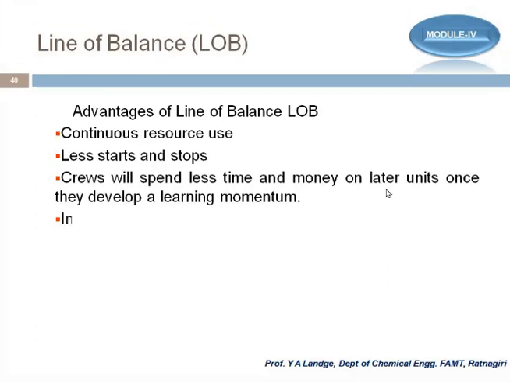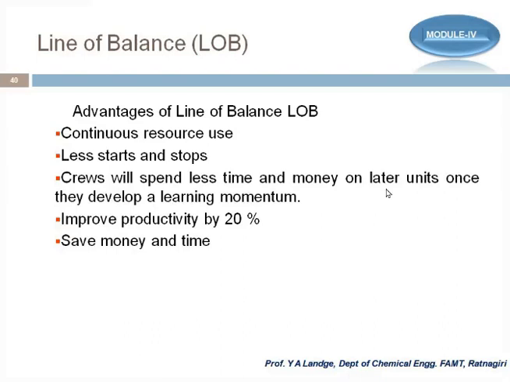Improve the productivity by 20%. Because of this, we can increase the productivity of the project by 20%. Save money and time, definitely. Once you are reducing the resources and reducing the time, then definitely you can save money and time. The faster planning process: from that we can easily understand which things are behind and which are on time, and accordingly we can plan the process easily and faster.